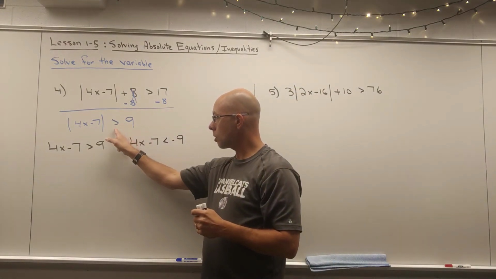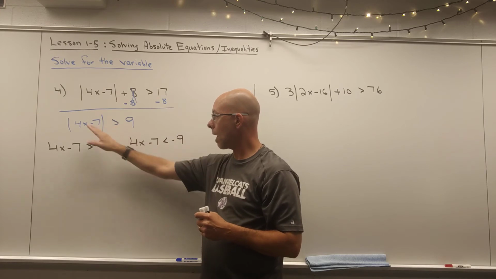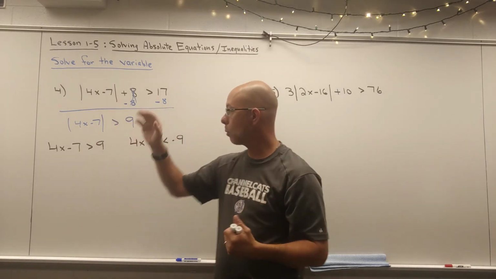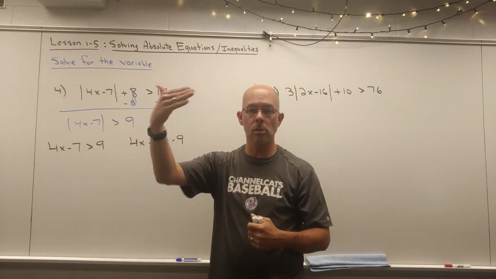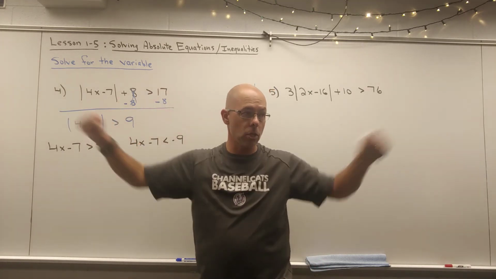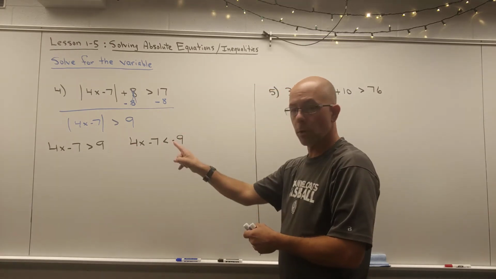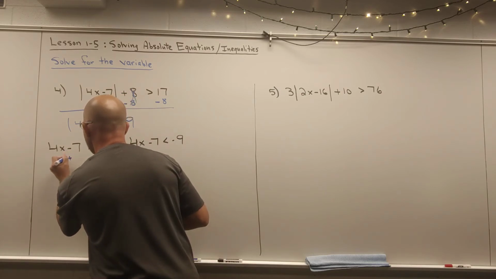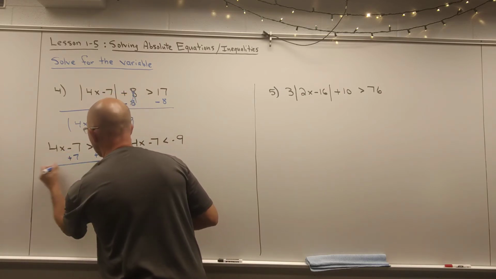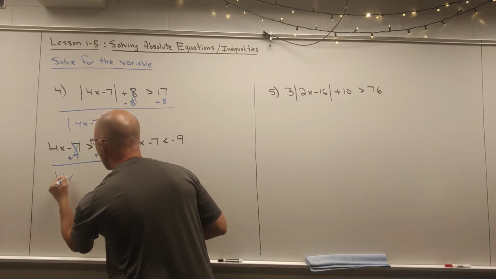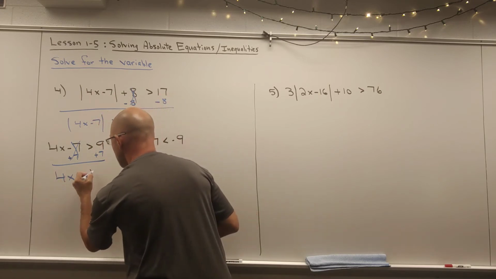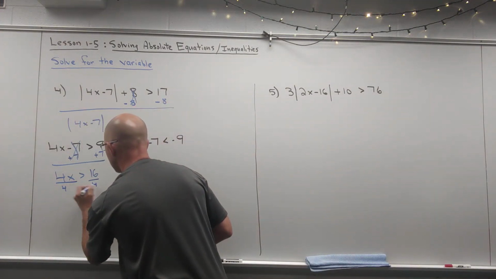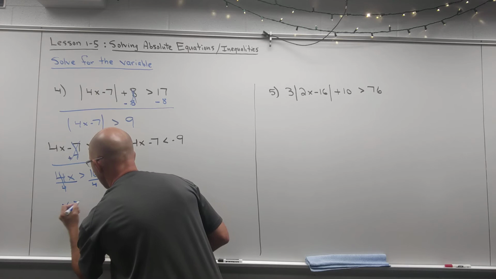The original question right here, the original absolute value is greater. When I get done with this question, answers should be going away from each other. We want absolute value, meaning distance, to be great. Get away from each other. Okay, here we go. I don't care which one we're doing here, folks. It's add 7, divide by 4. Add 7. We have 4x is greater than 16. Divide both sides by 4. X is greater than 4.